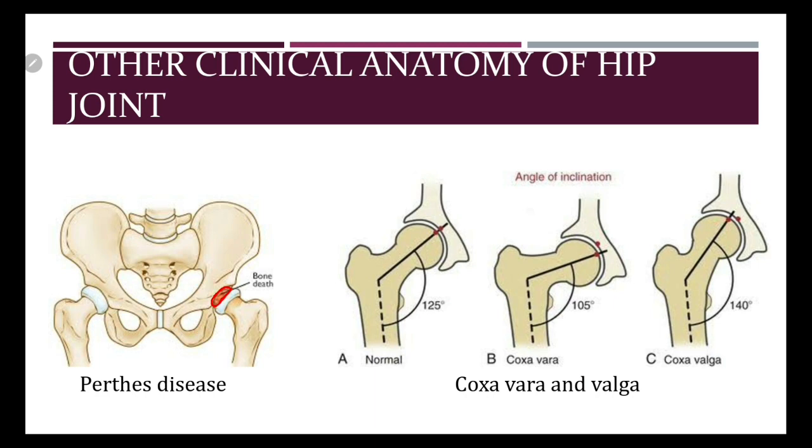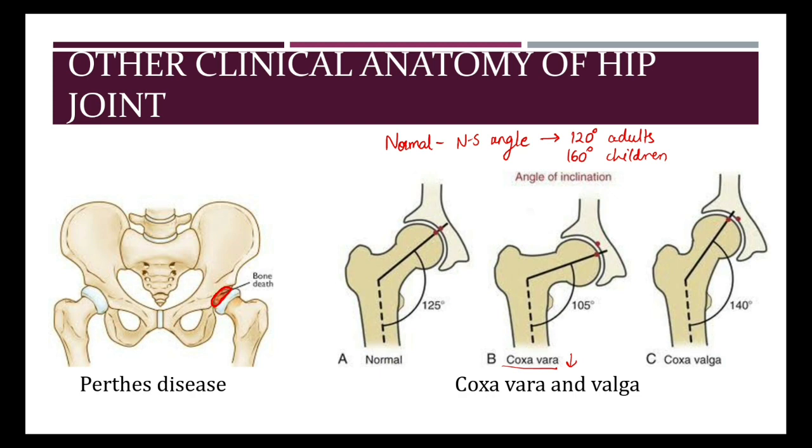Then there is coxa vera and valga. The normal neck shaft angle is about 120 to 125 degrees in adults, and in children it is 160 degrees. If the neck shaft angle of the femur is reduced, it is coxa vera. Like here, it is reduced to 105. It is coxa vera. Coxa vera occurs when there is fracture of neck of femur or there is Perthes disease.